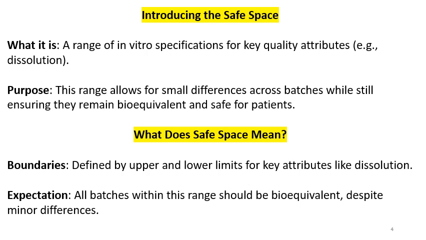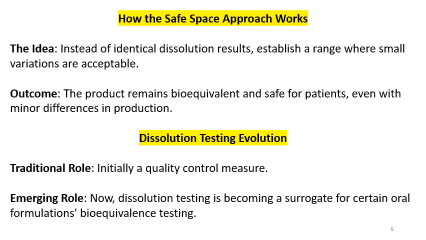Boundaries are defined by upper and lower limits for key attributes like dissolution. And all batches within this range should be bioequivalent despite the minor differences. So this is the safe space. So how does this approach work? Instead of identical dissolution results, establish a range where small variations are acceptable.